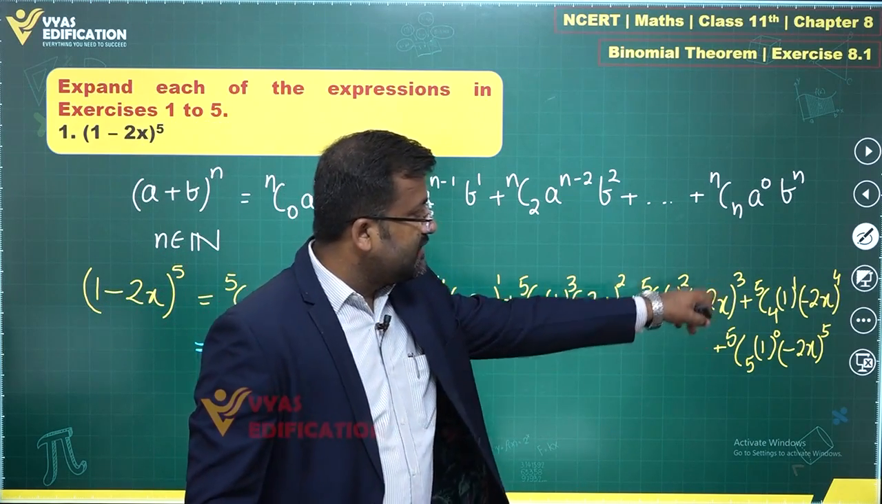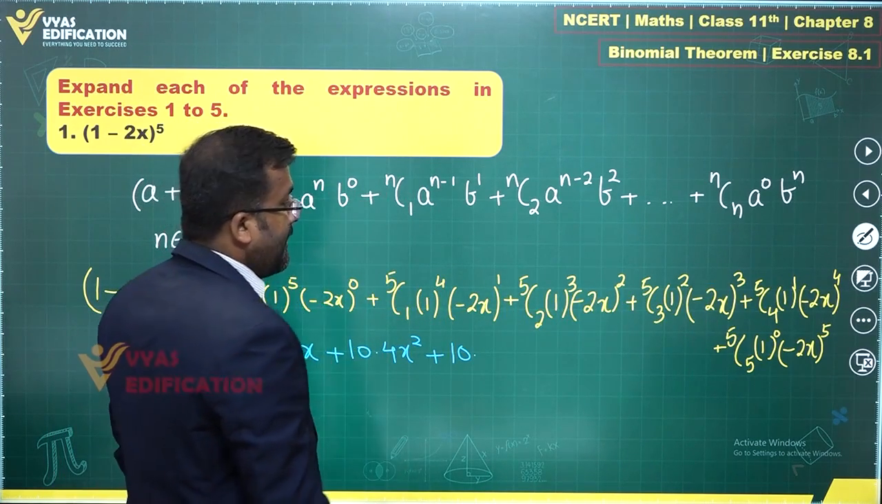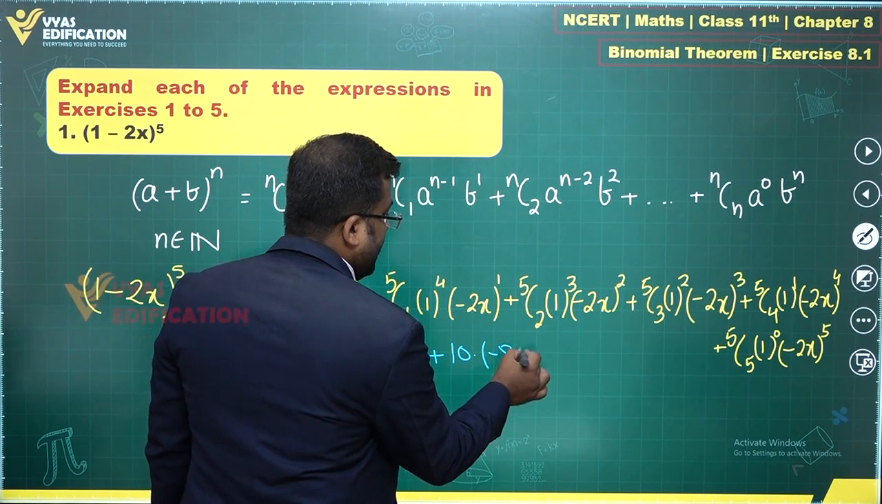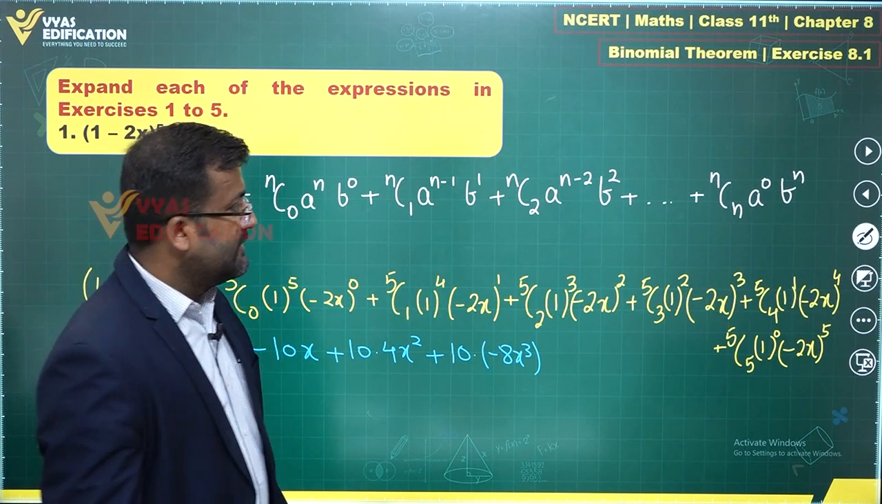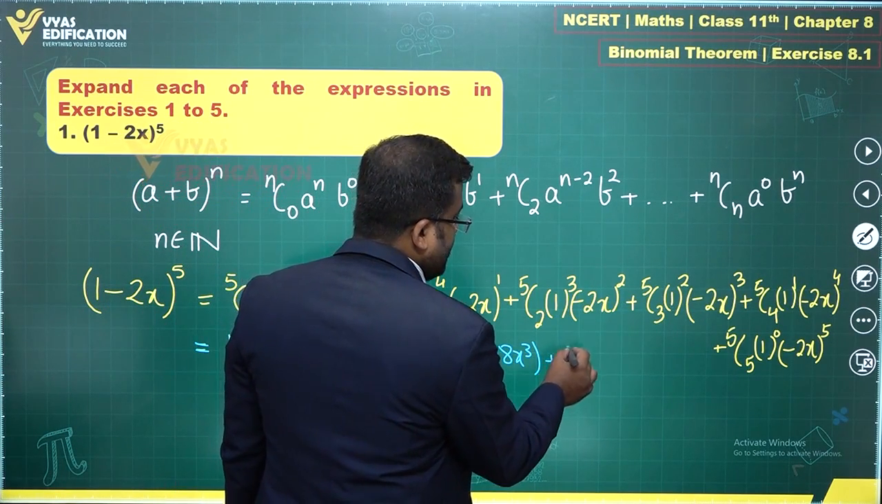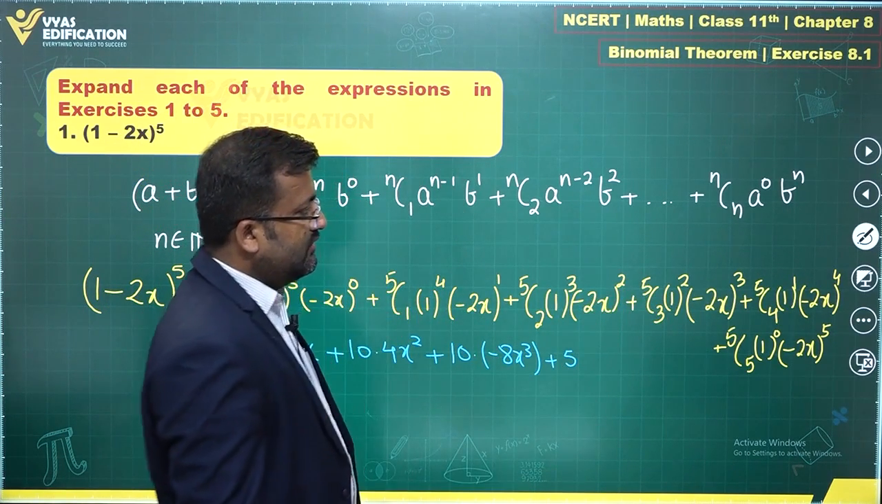Next thing is minus 2x power 3. What is that? This is minus 8 x power 3. This will become minus 8 x power 3. 2 power 3 is this, right? 5c4 is simply 5. 1 power 1 is 1 only.